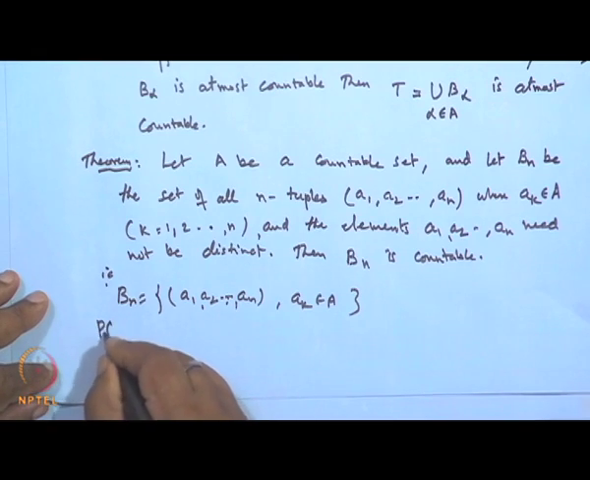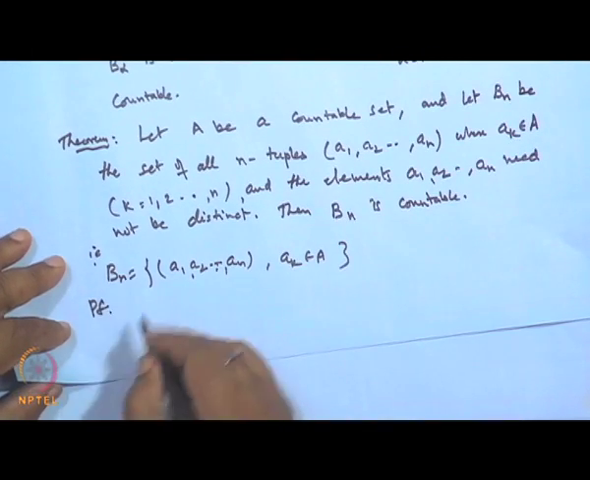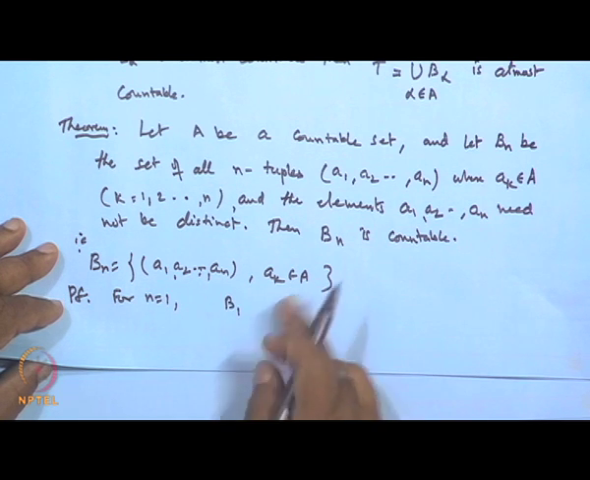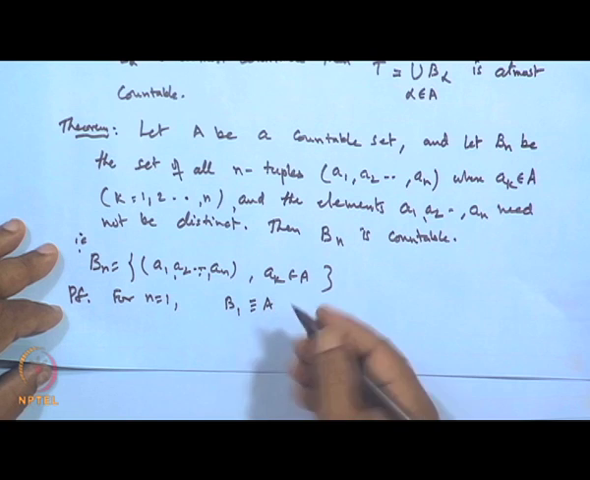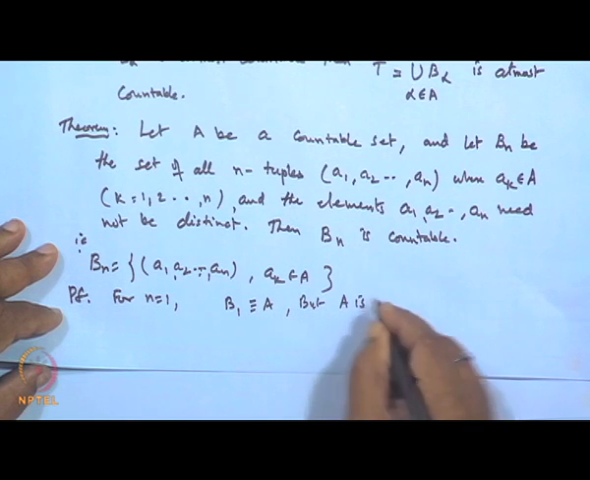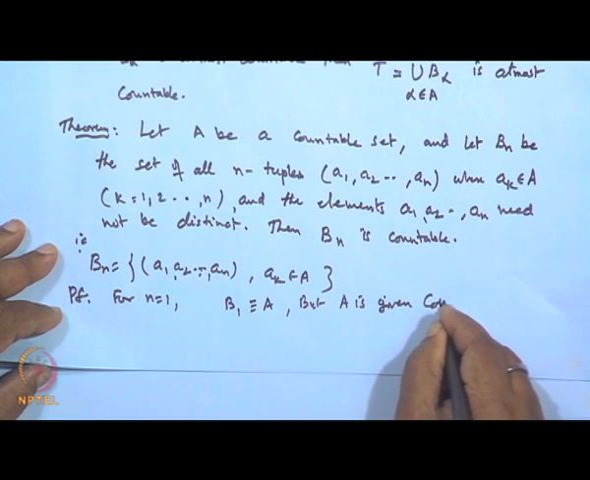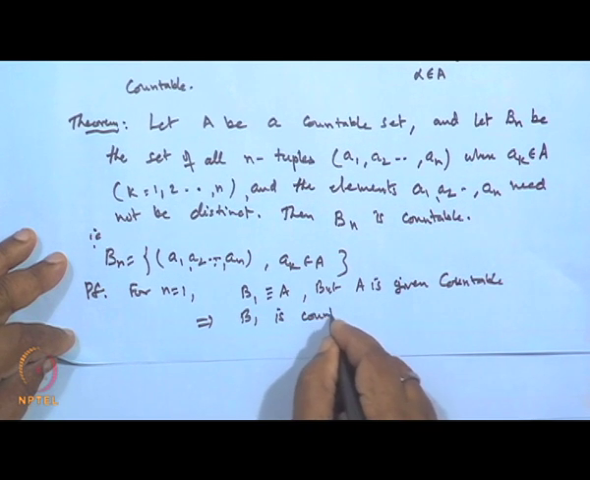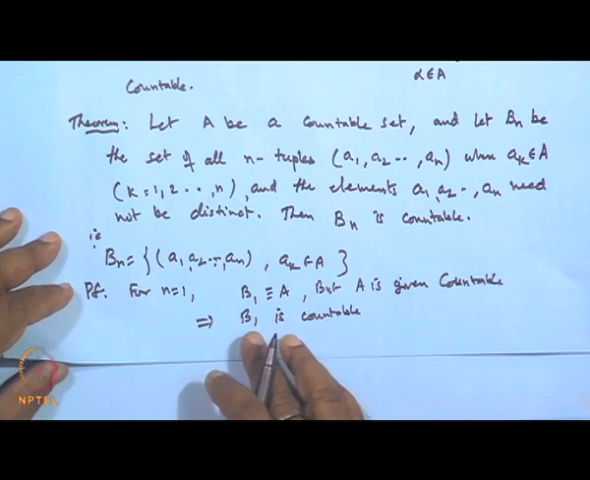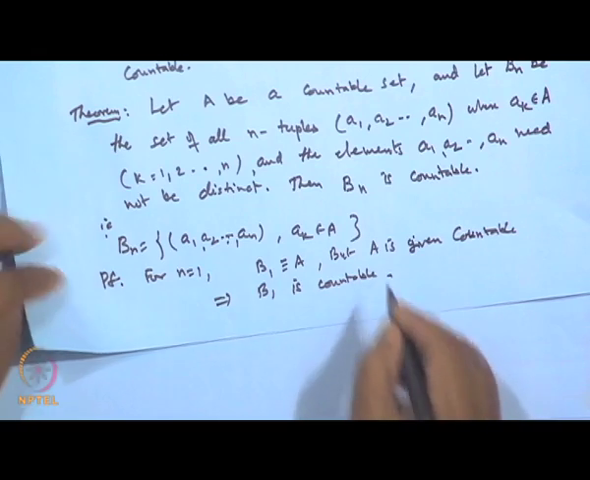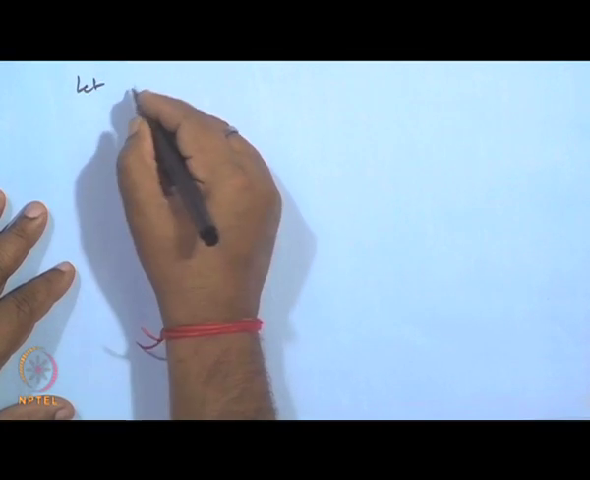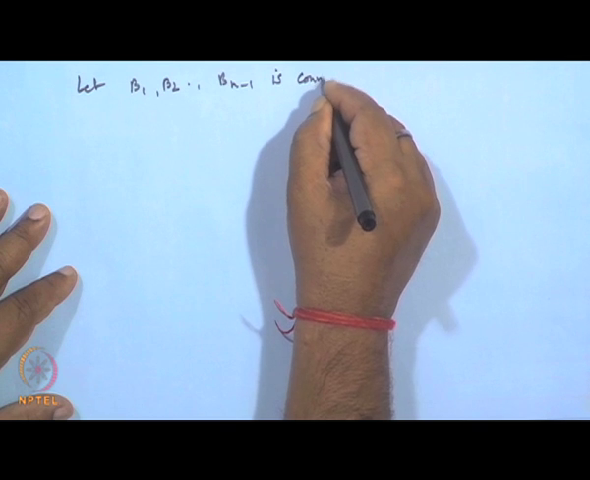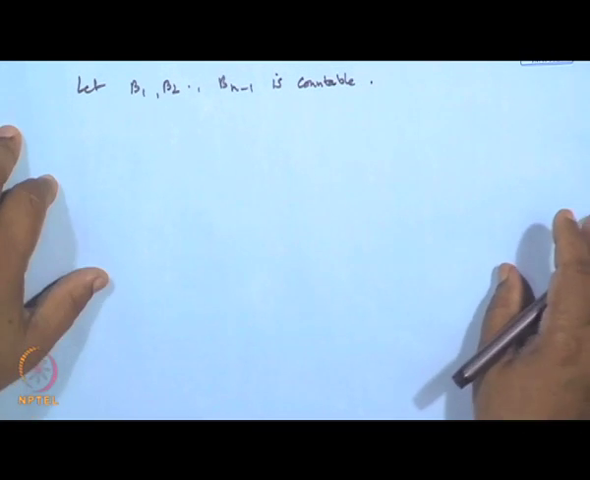This will be proved by induction. So, what is our B1? For n equal to 1, B1 is basically only the single element A1. It means B1 coincides with A, but A is given countable. So, once it is countable, this implies that B1 is countable. So, let us assume that B1, B2, up to B n minus 1 are countable sets. Okay. Now, we will prove it for B n.